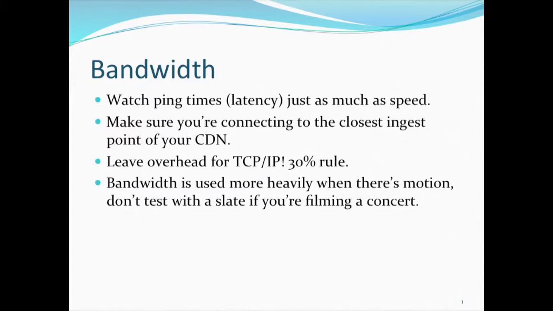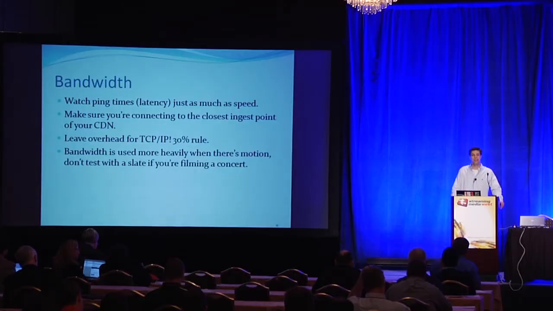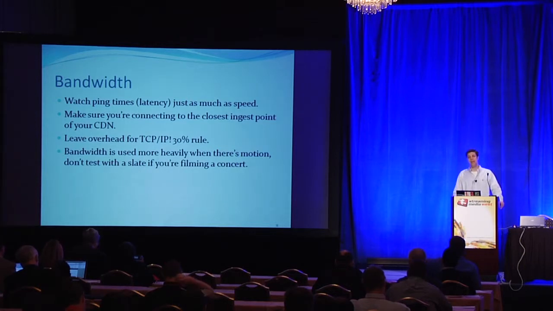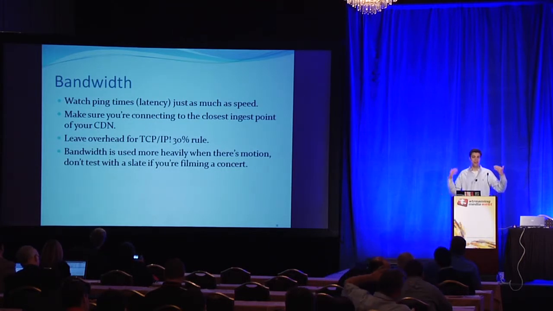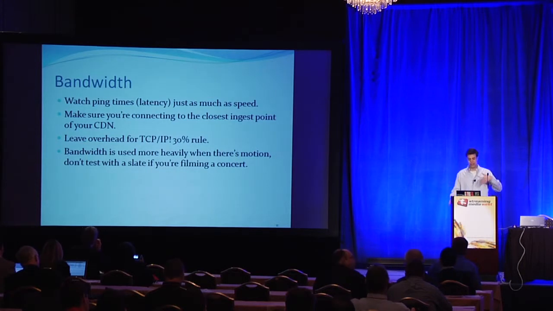Leave overhead for TCP/IP. This is very important. 30% probably sounds like a lot to those of you who know, but if I tell you 30 and you leave 15, then that's better than me telling you 15 and you leaving 5. And what this really means is that if you have a 1 meg pipe that is successfully working at 1 meg, don't make a 1 meg stream because you haven't left any room for all the overhead and slowness and all these other things that TCP/IP brings in.